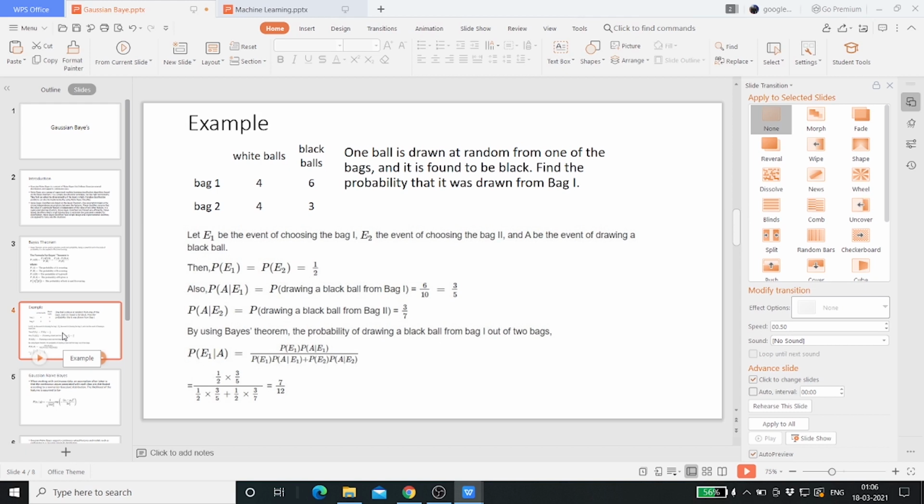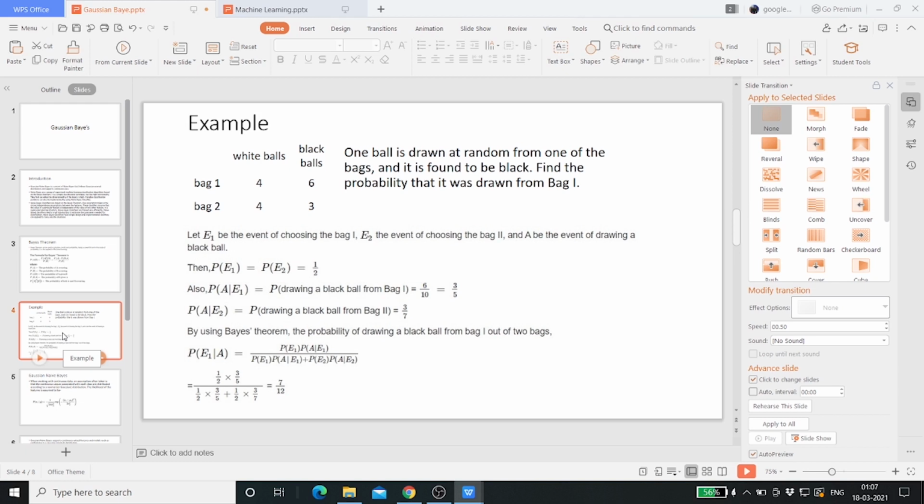Let's say E1 is the event of choosing bag 1, E2 is the event of choosing bag 2, and A is the event of drawing a black ball. Since there are two bags and both are identical from the outside, the probability of choosing either of these bags is 1 by 2. So P of E1 equals P of E2 equals 1 by 2.